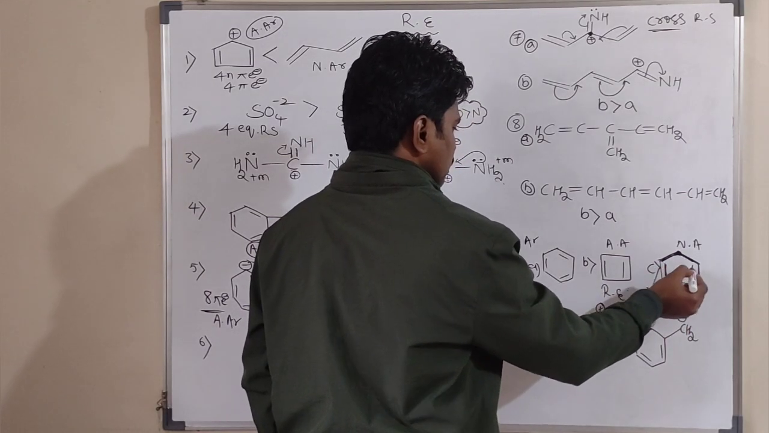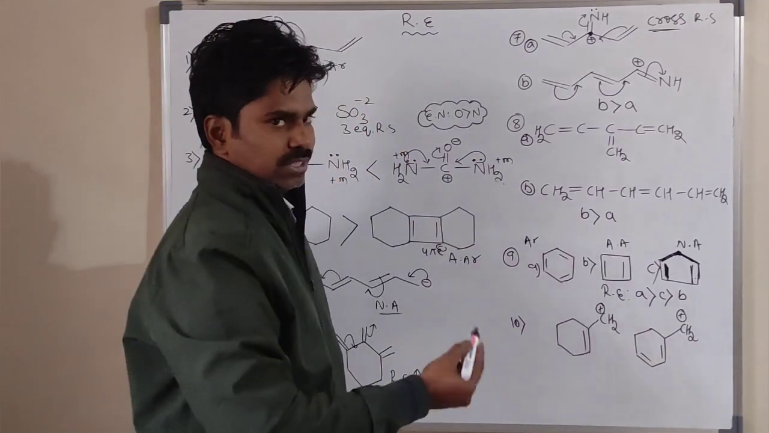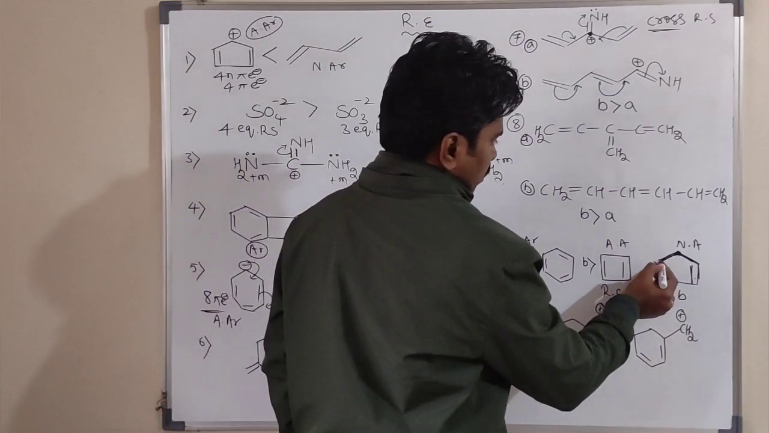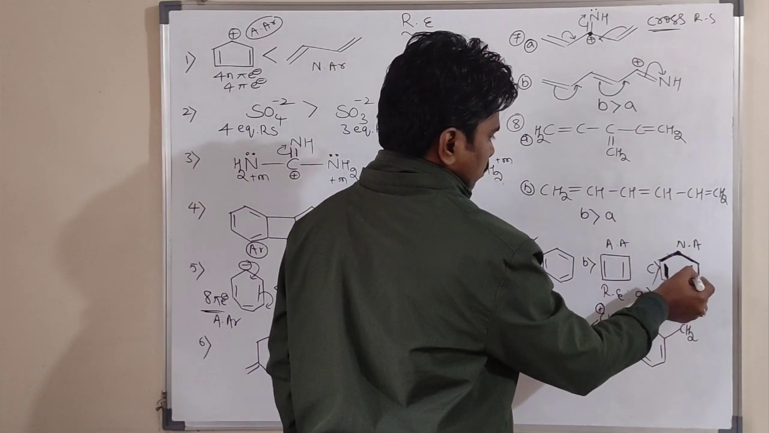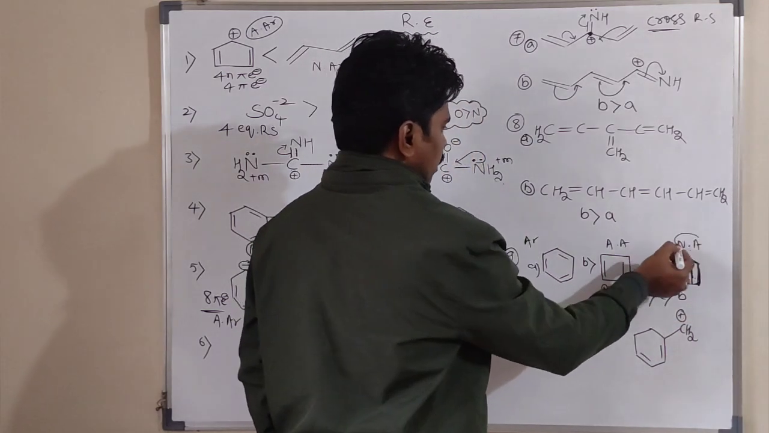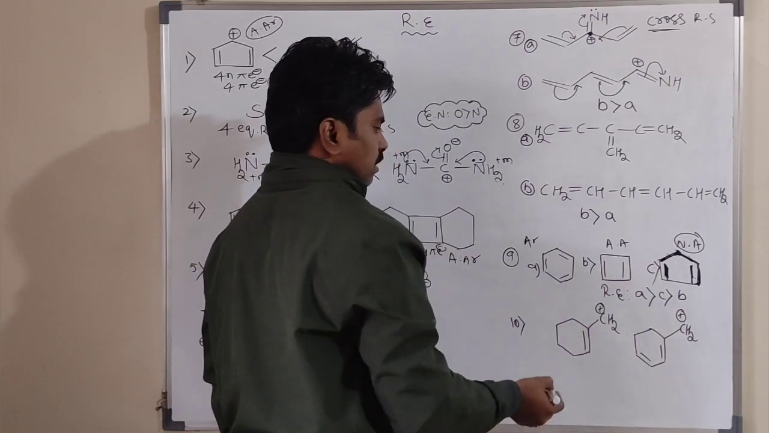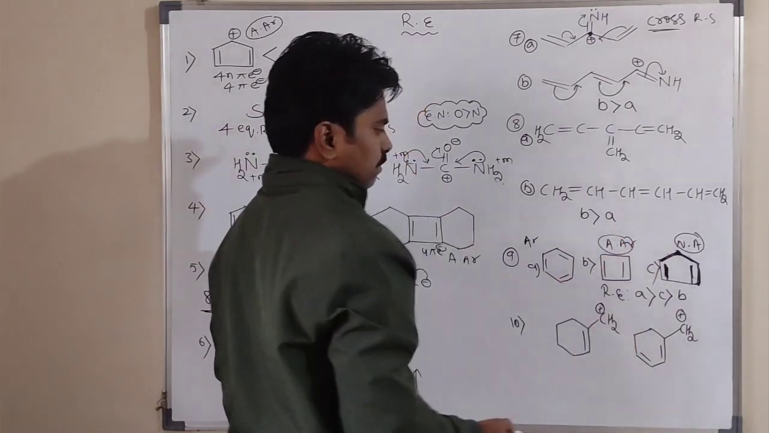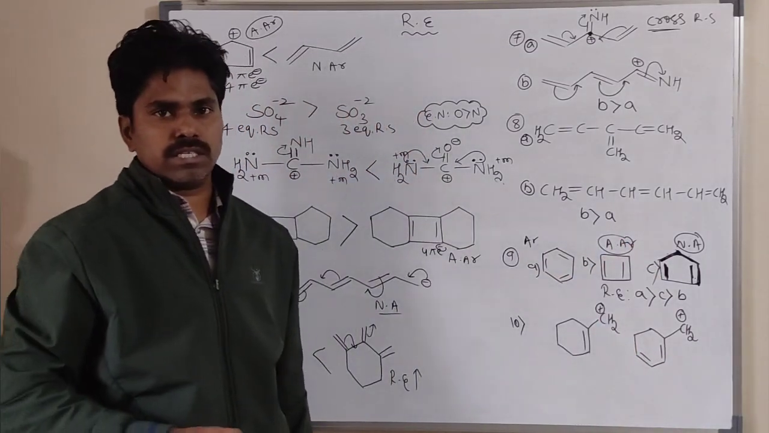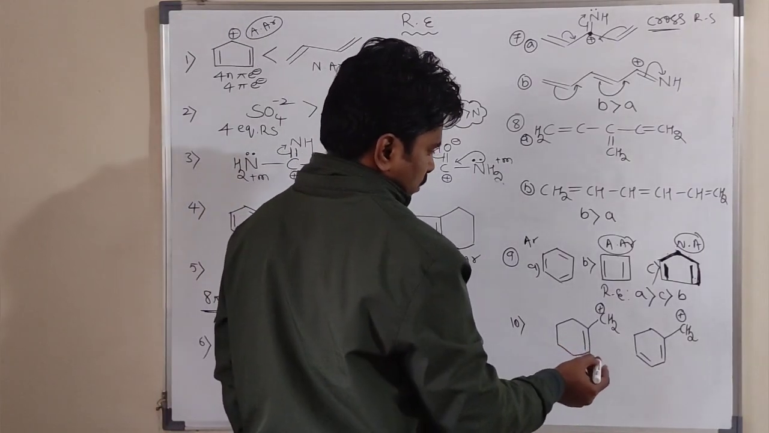Here conjugation is there, double, single, double, but it is not complete conjugation. There is double, single, single, double, so the conjugation breaks here. That's why this is non-aromatic. Here is a complete conjugation: double, single, double, double, single, double, but this is anti-aromatic. We already know aromatic gives the most resonance energy. Right, next come to the second question.